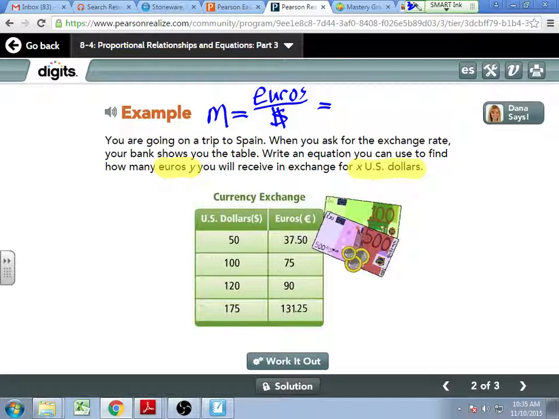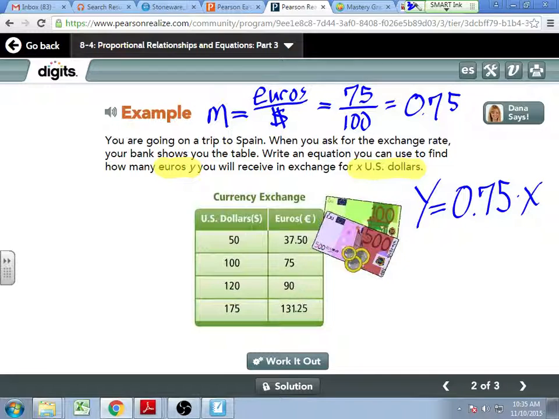Now one of these rows is much easier than the rest. Nate? The second one, 75 over 100, because then it simplifies to 3/4, or 0.75. So our equation is y equals 0.75 times x. The euros that you get will be 0.75 or 3/4 times the US dollars. You can change your variables, but in standard form, how we normally work with it, we use y and x.